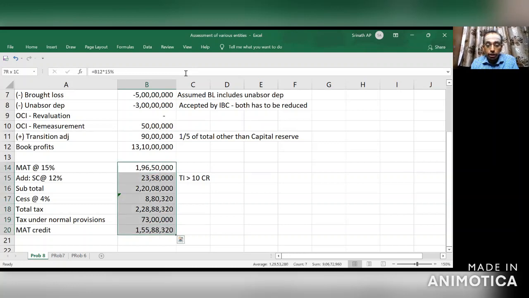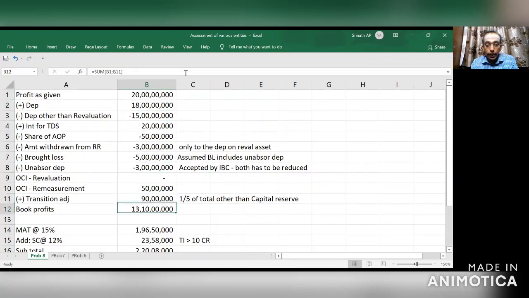So this computation is not bigger. It's only till finding out this 13 crore 10 lakhs. Please let me know if you have got doubts. If you don't have, go to problem number 4. Problem number 4 is a combination of normal provisions and MAT provisions.